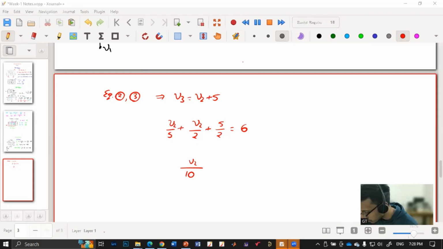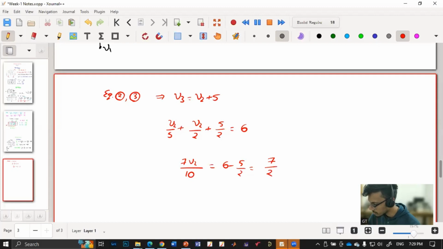Yes, let me solve this, then I'll explain equation number 3. So 7V2 by 10 is equal to, how much? 6 minus 5 by 2. So it is 7 by 2, right? Yeah. So my V2 is 5 volts and my V3 is 10 volts.